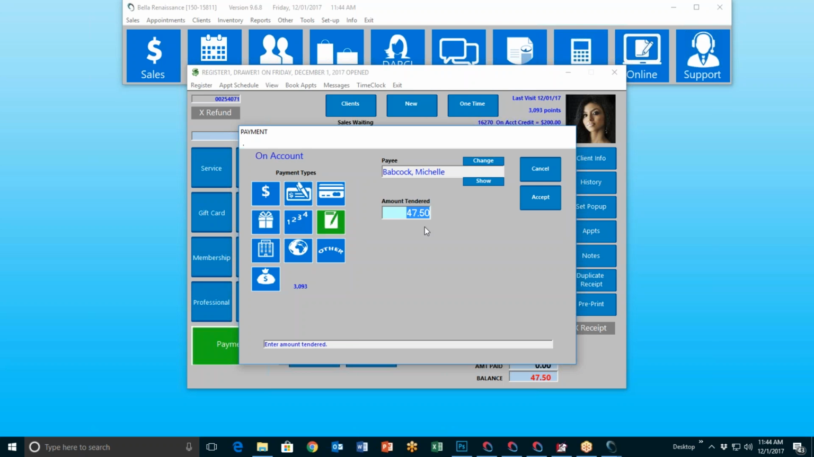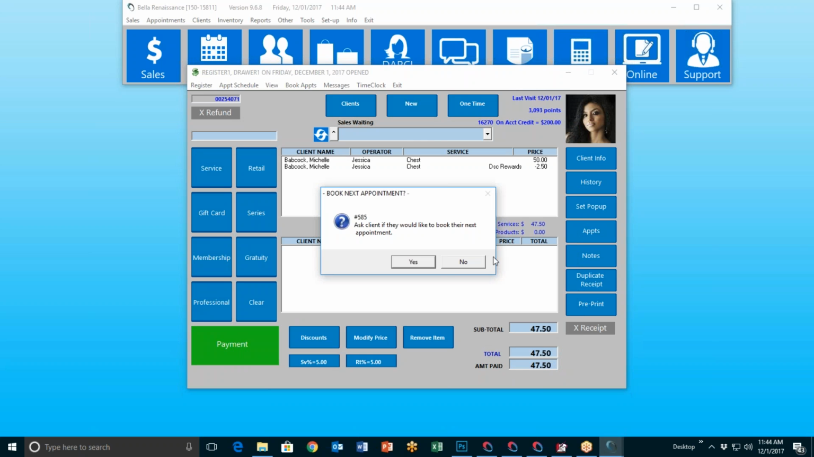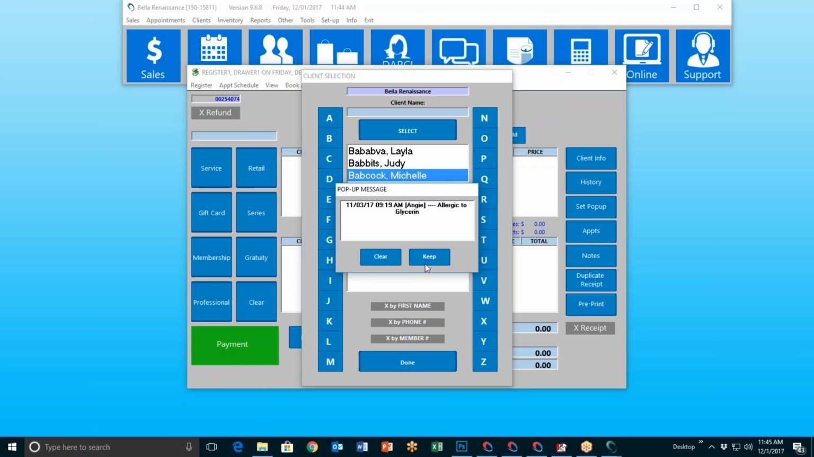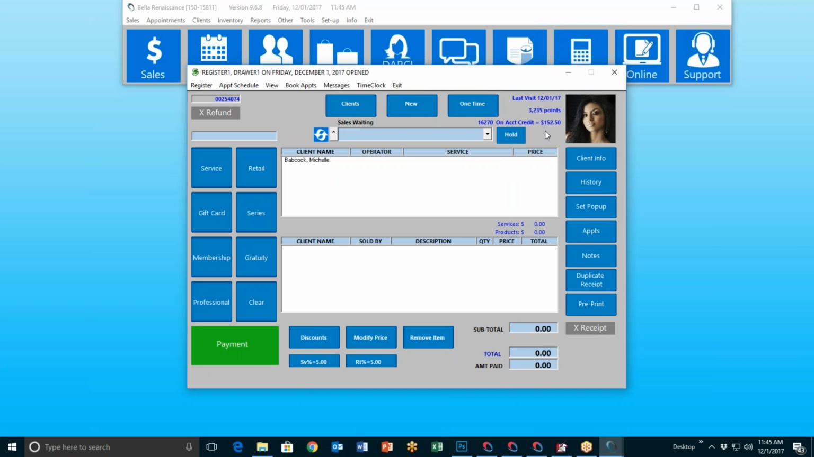So I'm going to go with on account. She's paying $47.50 on account and accept. So now the next time she comes in, she doesn't have $200 anymore. She's got $152.50. Okay. That make sense? Yep.